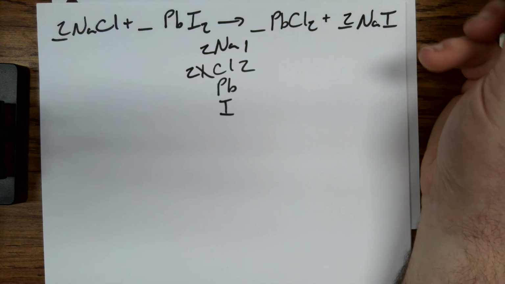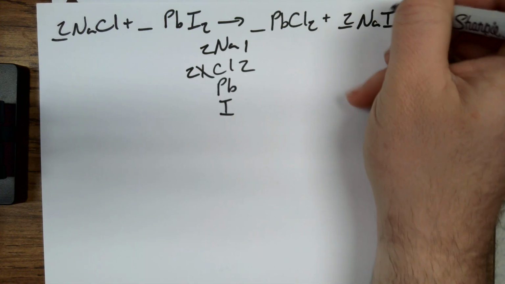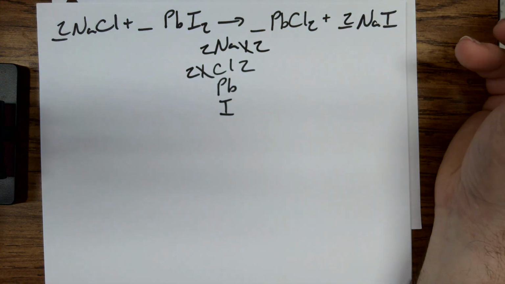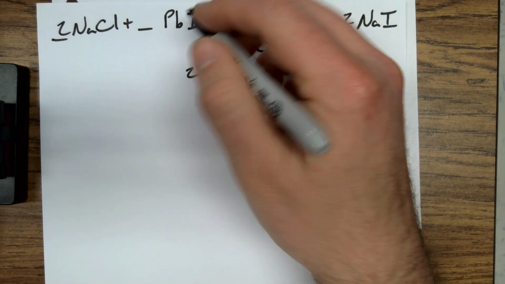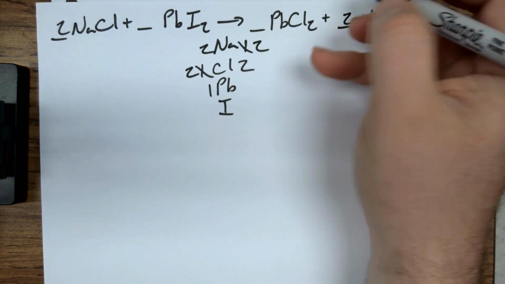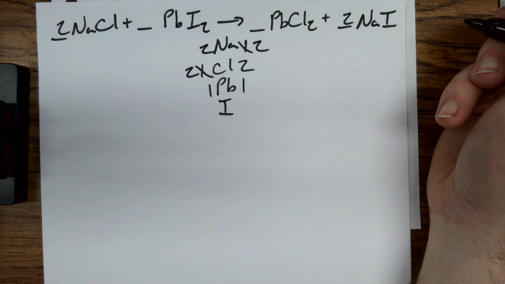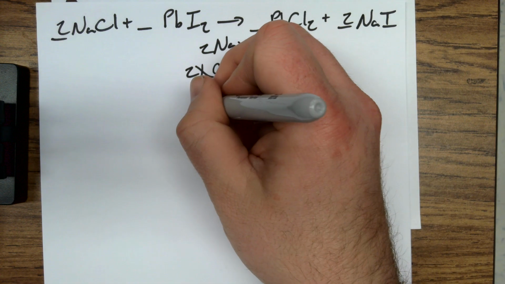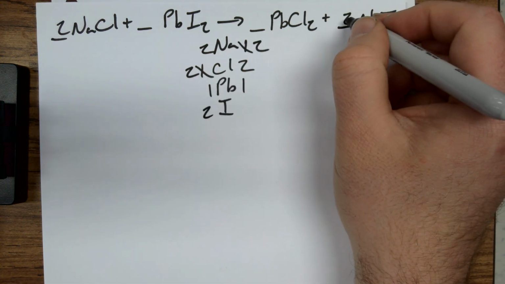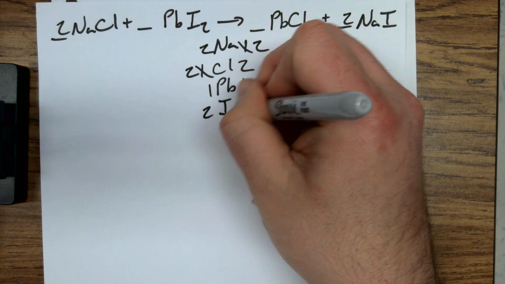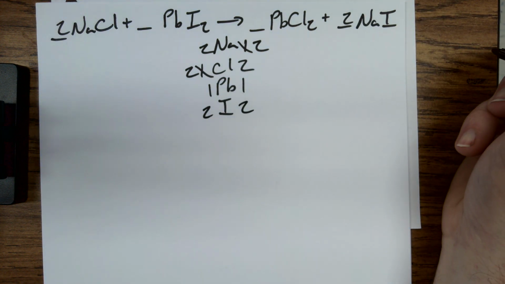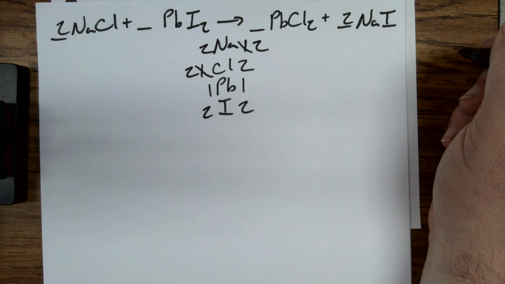Coefficient 2 in front of the sodium iodide. 2 times 1 now gives me 2 iodines. I got 1 lead, and I got 2 times 1 iodine to give me 2 iodines. A couple of coefficients, and I've balanced my equation.